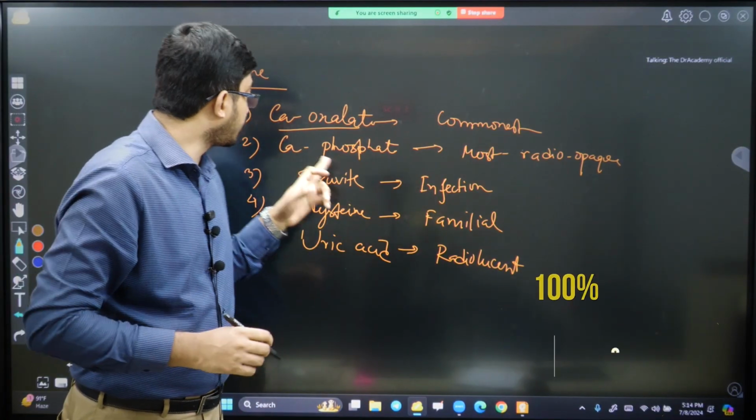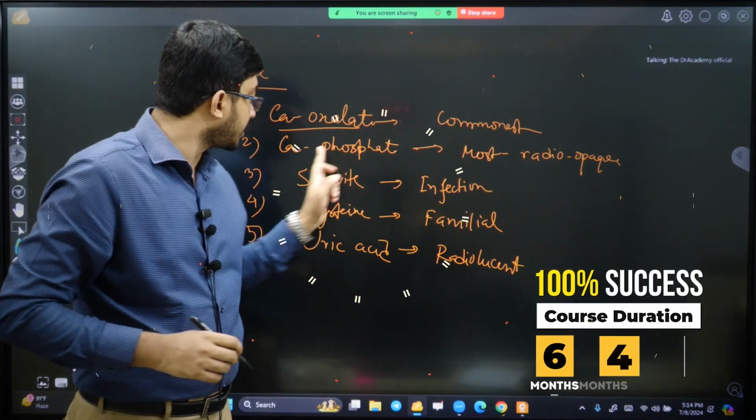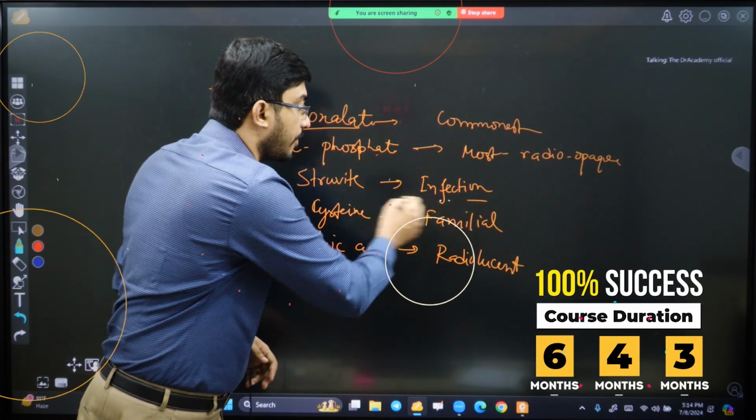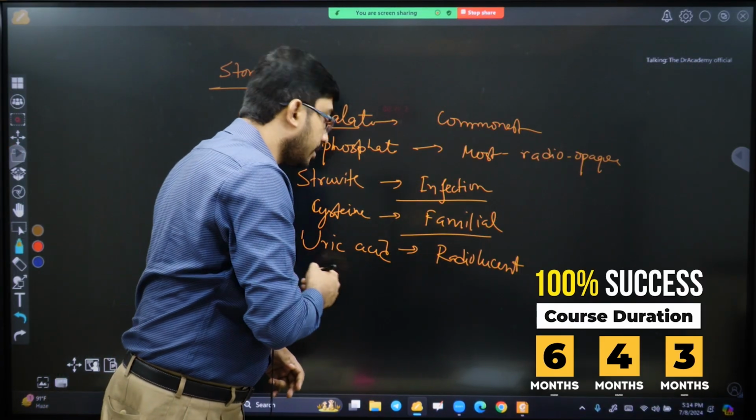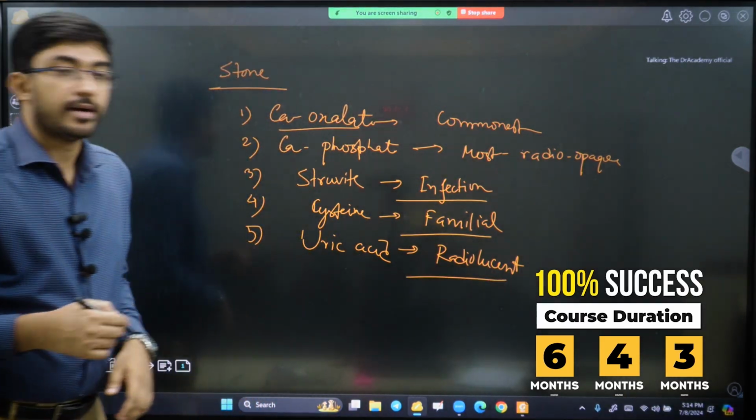Calcium oxalate, the commonest one. Calcium phosphate, most radio-opaque. Struvite, related with infection with E. coli, Proteus, Klebsiella. Cystine stone is familial, and uric acid is radiolucent.